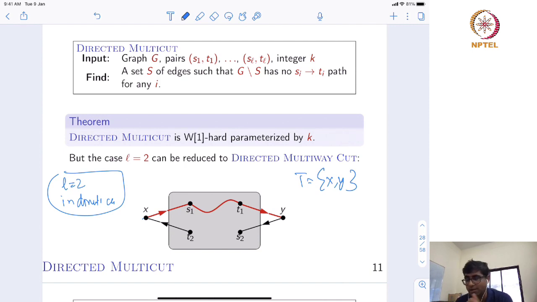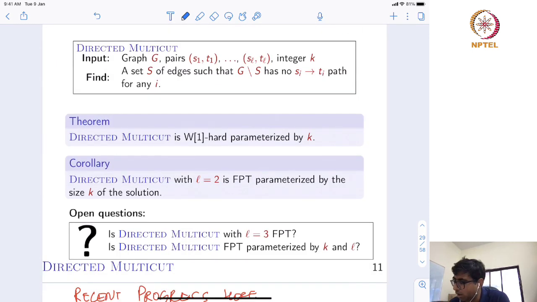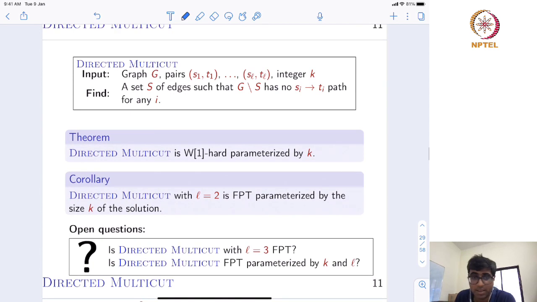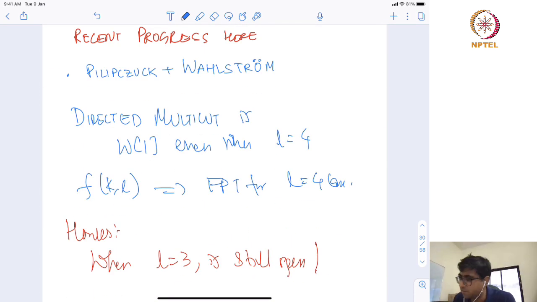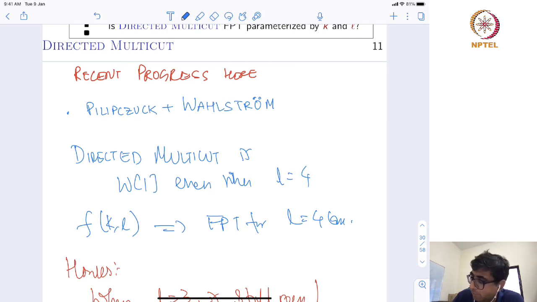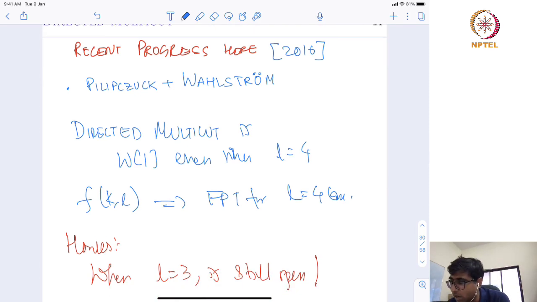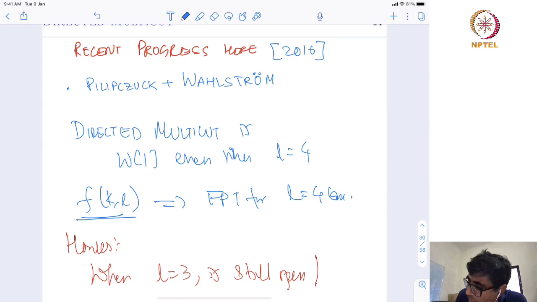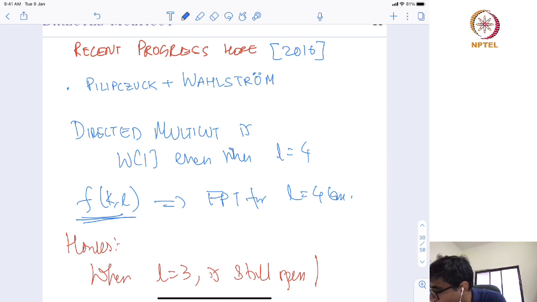So then the natural question that will arise is, what about directed multi-cut with L equal to 3? Is directed multi-cut FPT parameterized by K and L? There was a progress, not recent per se, but roughly in 2016, Pilipczuk and Wahlström showed the following. Directed multi-cut is W1-hard even when you have L equal to 4 terminal pairs. So what does it imply? It immediately implies that you cannot have an algorithm parameterized by f of K, L, because that would imply FPT for the L equal to 4 case.